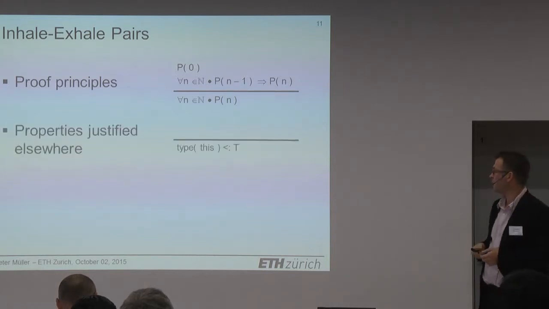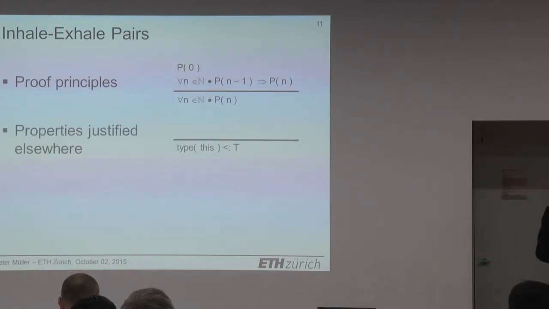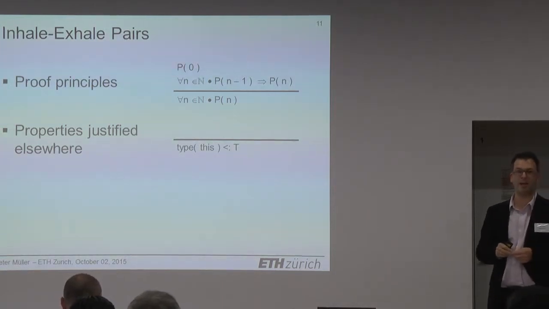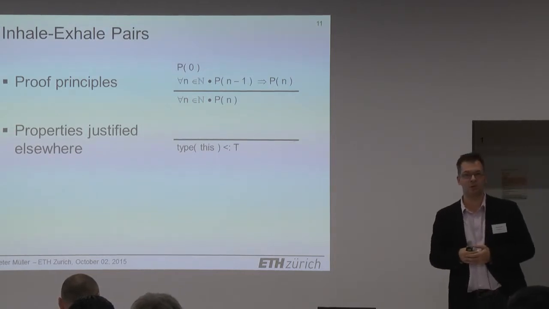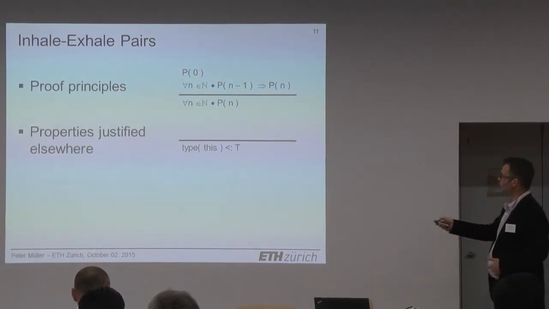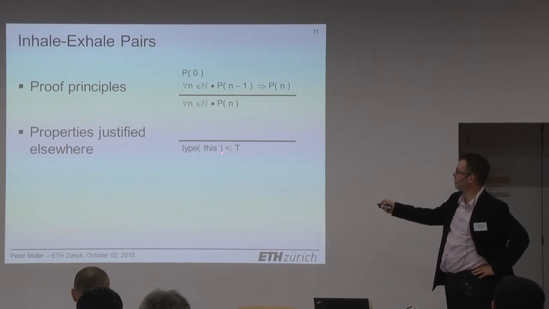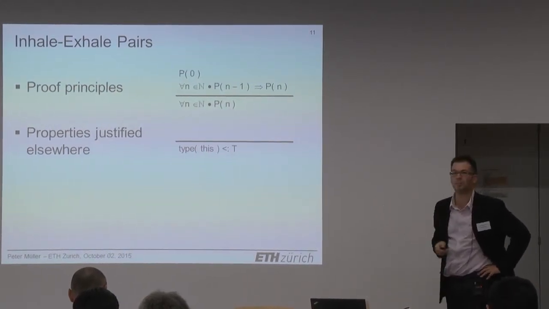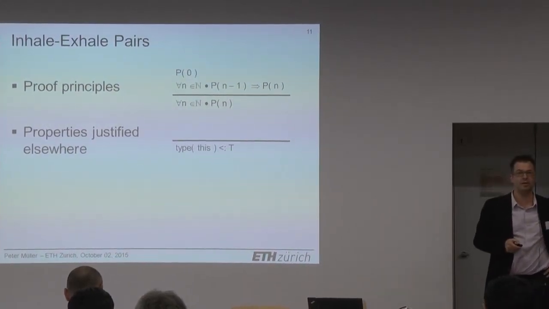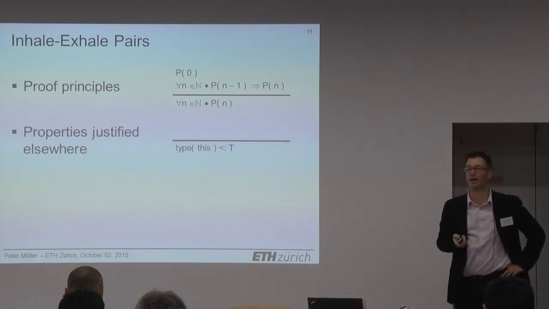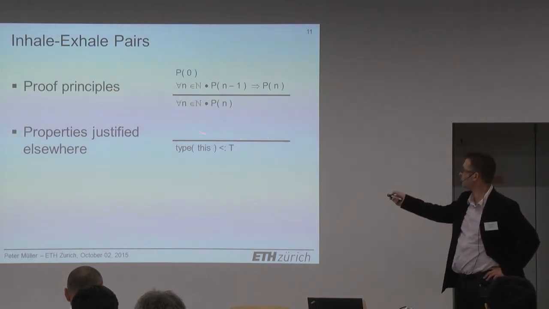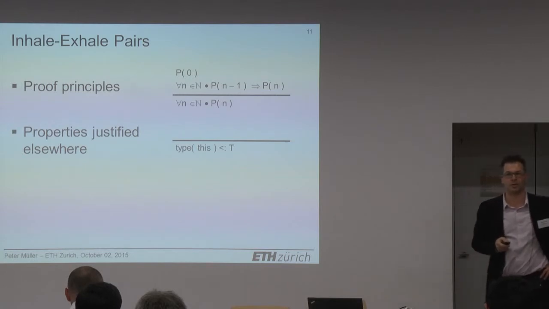Another example is when you have properties that are justified elsewhere. Maybe in a soundness proof, maybe by your type system, maybe by another static analysis that you ran before you did the encoding into our intermediate language. So for instance, assuming at the beginning of a method that the type of the receiver is a subtype of the enclosing class T is something that is justified by the type system. You don't need to prove anything to do that inside your verification tool.